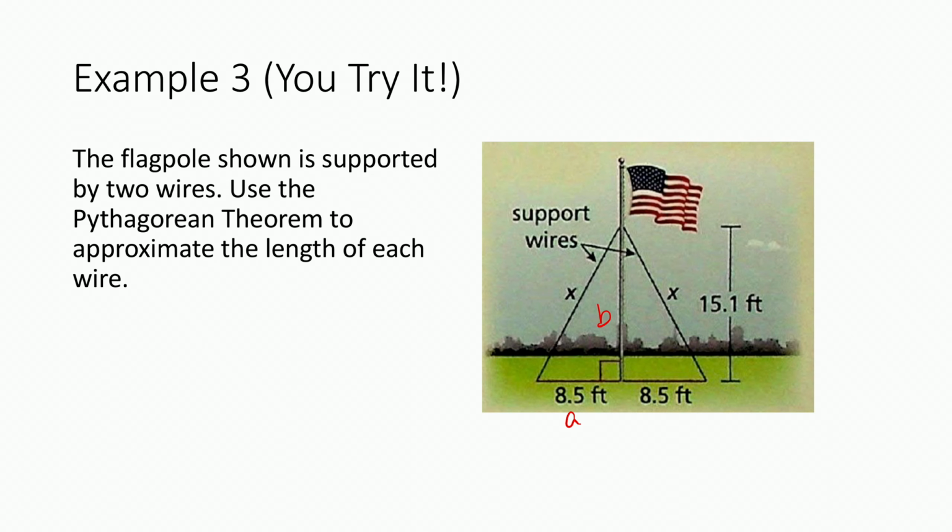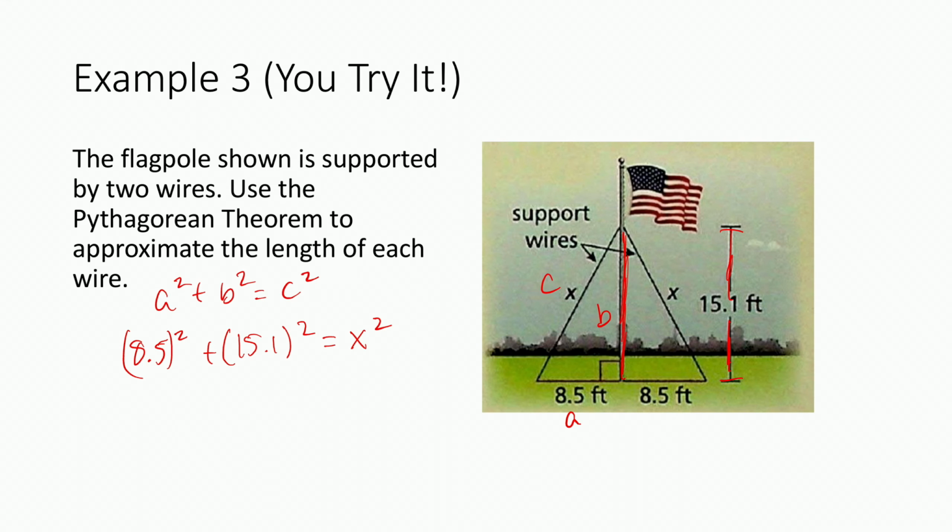But we do need to make sure that my x is my hypotenuse, or c. So let's just go ahead and do this. We're going to write a squared plus b squared equals c squared. So it's going to be 8.5 squared plus 15.1. That's the height of my pole, right? So we have our height here. This is the height right here. And we don't know what c is, right? So we're going to write x squared.